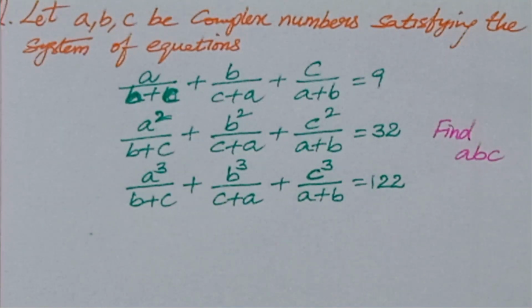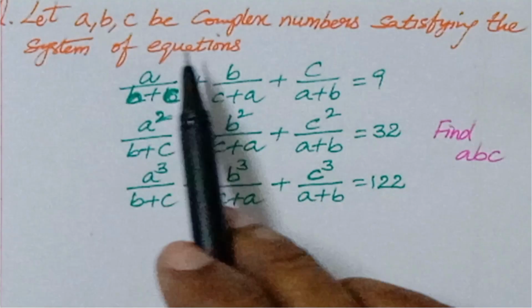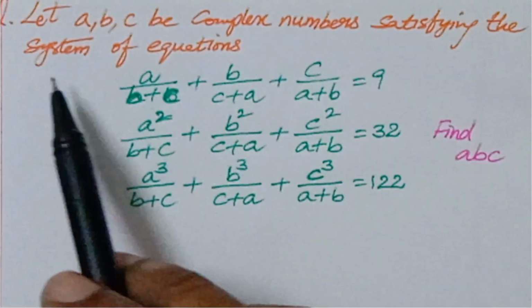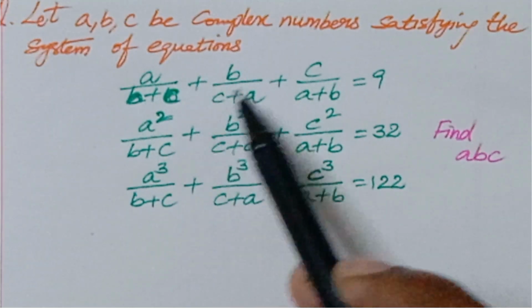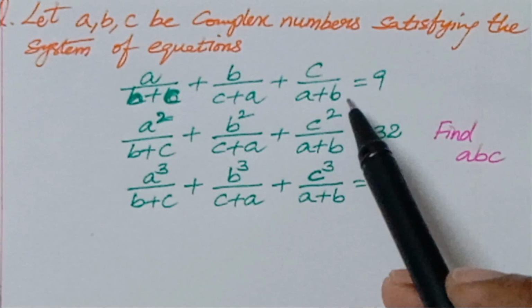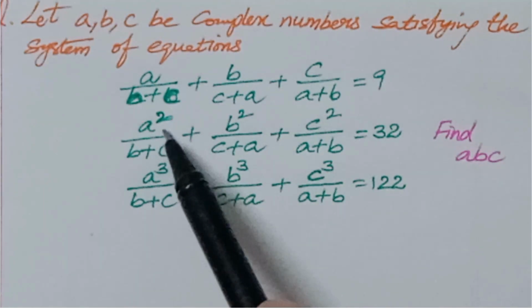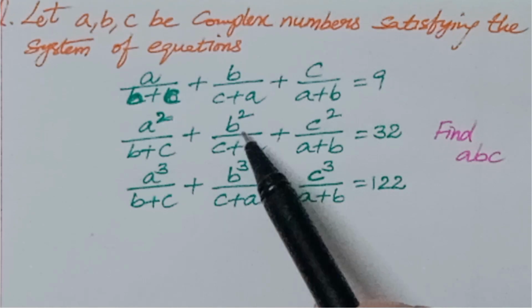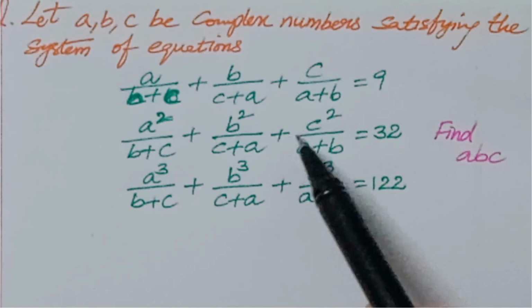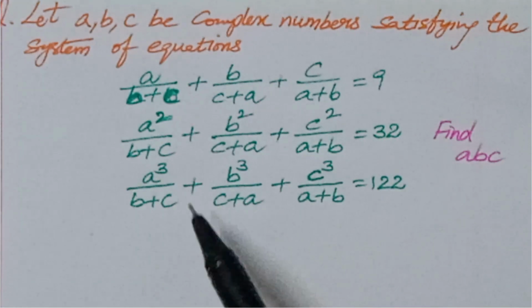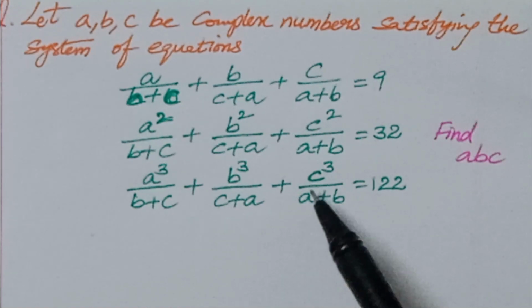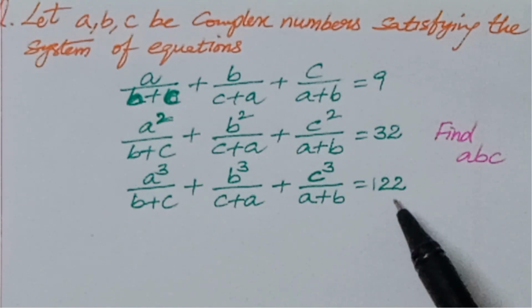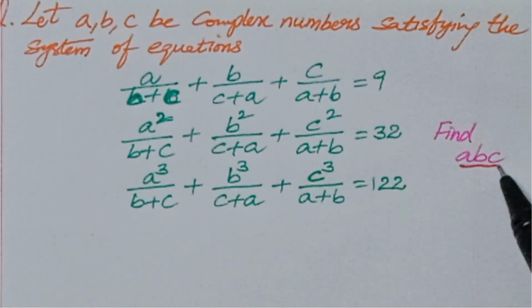We will be looking at a Math Olympiad problem. The question is: let A, B, C be complex numbers satisfying the system of equations: A over B plus C, plus B over C plus A, plus C over A plus B equals 9. A square over B plus C, plus B square over C plus A, plus C square over A plus B is 32. A cube over B plus C, plus B cube over C plus A, plus C cube over A plus B is 122. We are asked to find the value of A, B, C.